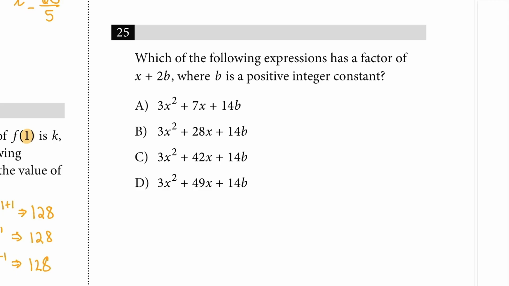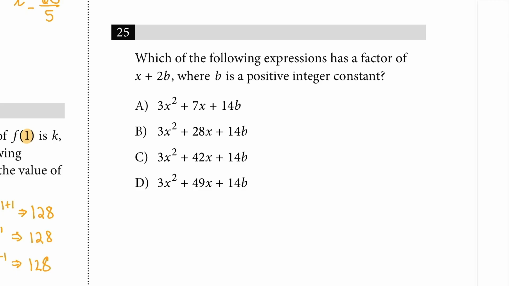Number 25, which of the following expressions has a factor of x plus 2b, where b is a positive integer constant? Now, I'm just going to tell you guys up front that this is pretty challenging to do. And honestly, I don't think it would be worth the time to answer on the SAT. My suggestion would be to make an educated guess, but I am going to explain to you how to do it. But just buckle up for this one.